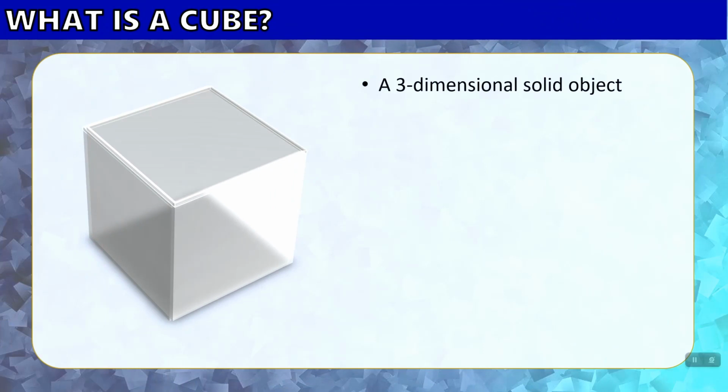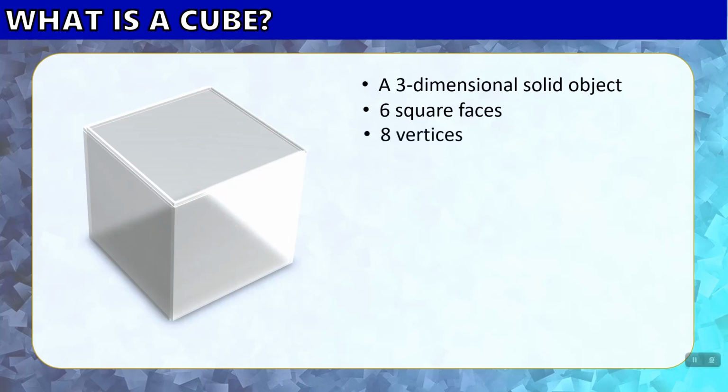A cube, we say, is a three-dimensional solid object which has 6 square faces: 1 on the top, 2 on the bottom, 3 on the left, 4 on the right, and 5 at the back, 6 at the front. There are 6 square faces.